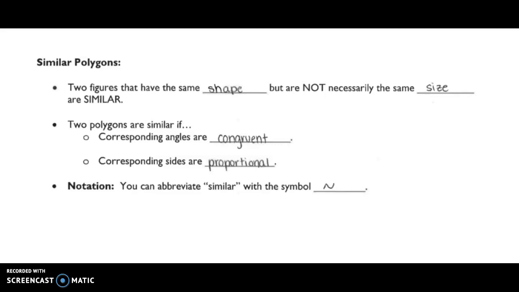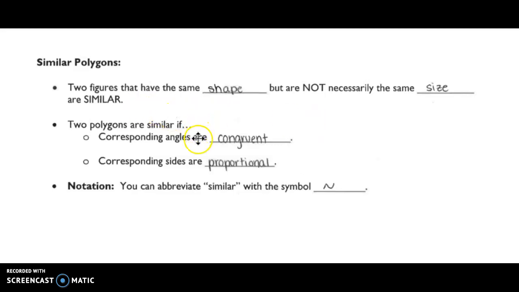Alright, here's some notes that I'm going to highlight from 7.2 and 7.3, and then also some review problems before you take the quiz today. Alright, so in 7.2 we're looking at similar polygons and shapes. Two figures that have the same shape but are not necessarily the same size are similar. Okay, hopefully that's pretty evident and obvious.